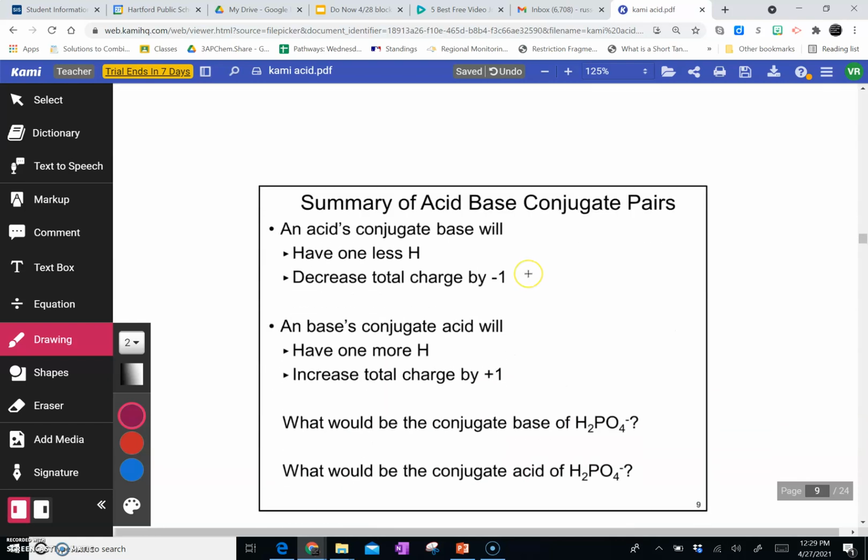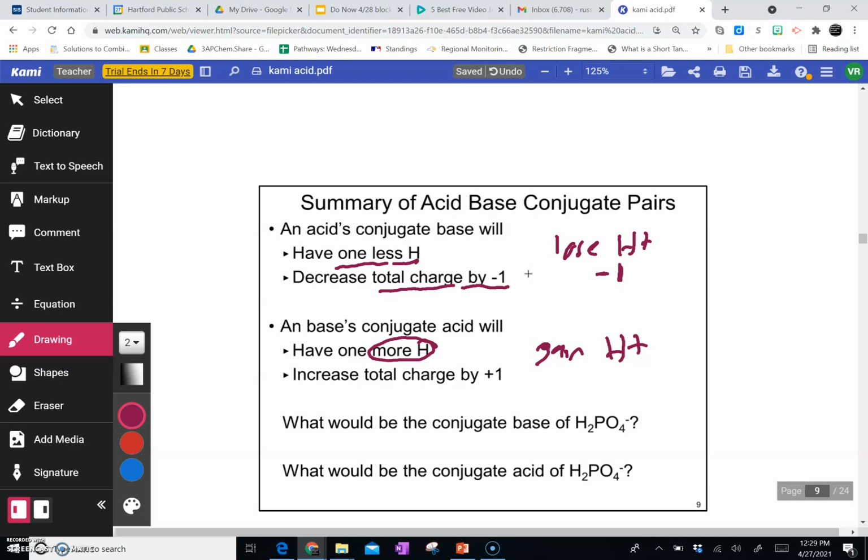So if you have an acid and they ask you to get the conjugate base, the acid will have one less H, and the total charge will decrease by 1 because it's losing H+. It's losing H+, so it's becoming more negative. The opposite is if you're finding a base's conjugate acid: remember the base is gaining H+, so it will have one more H, and its total charge would increase by 1.